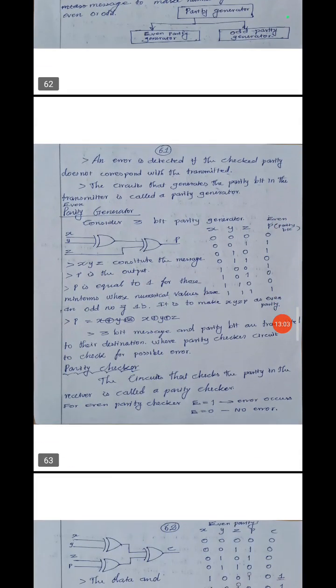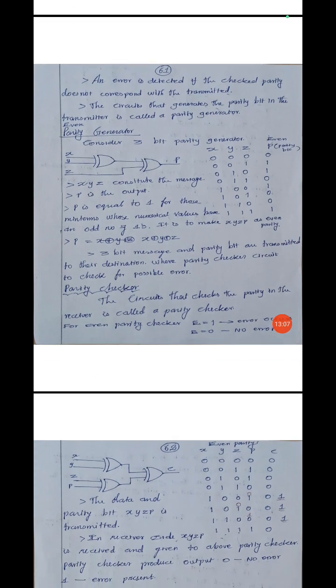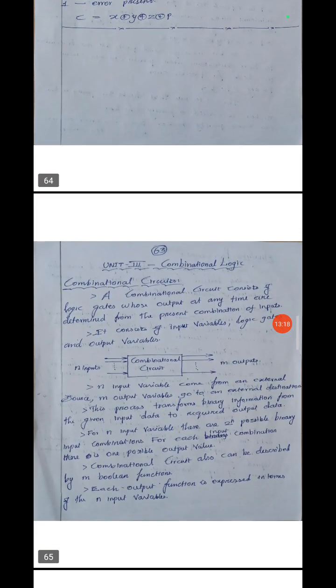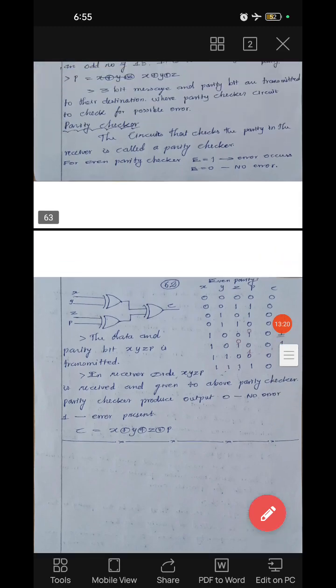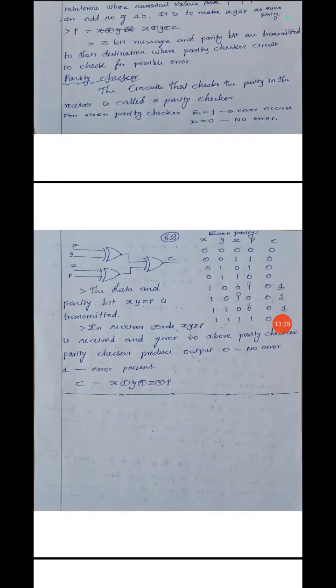Then parity generation, the parity generator. It is important. Parity is used for error checking. You should know how to generate even parity and odd parity, so study this one also. Then the Hamming code in the second unit. Hamming code is an important problem, already discussed in the class.